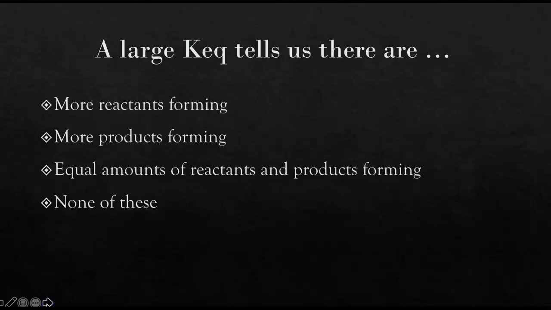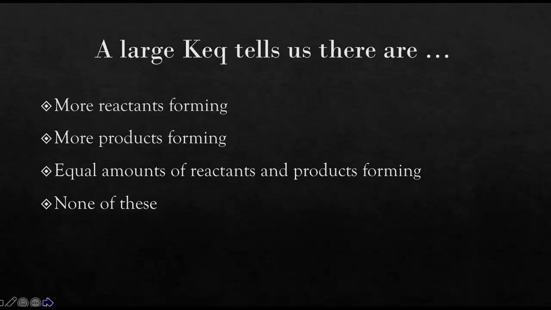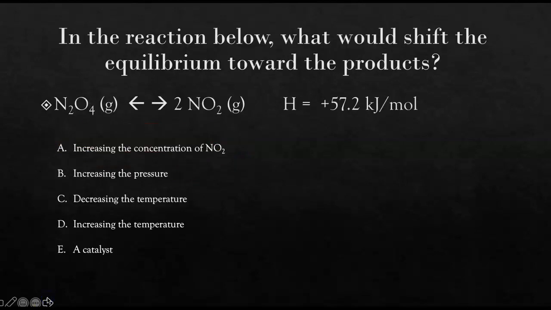Remember, when we're looking at those equilibrium expressions, what if you have a large equilibrium expression, a large KEQ? And of course, that tells us that we're getting more products forming. And so if we're looking at this reaction, what would shift the equilibrium toward the products?